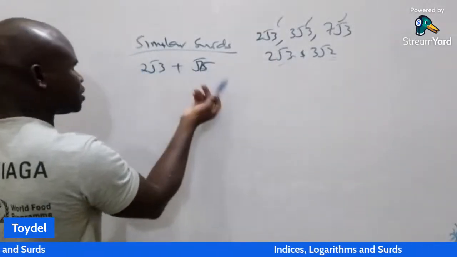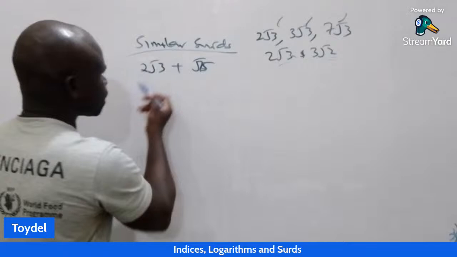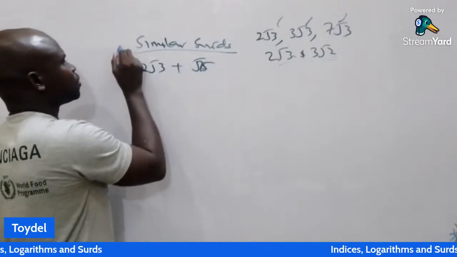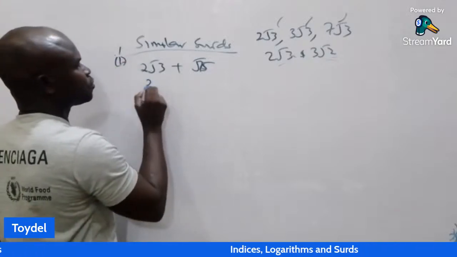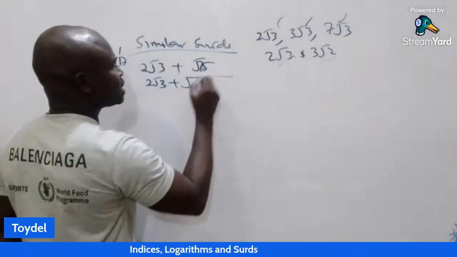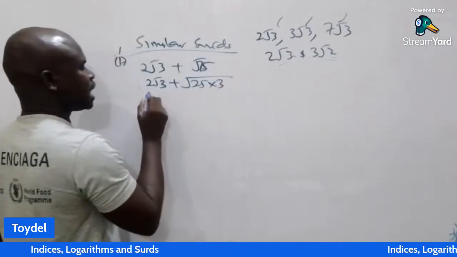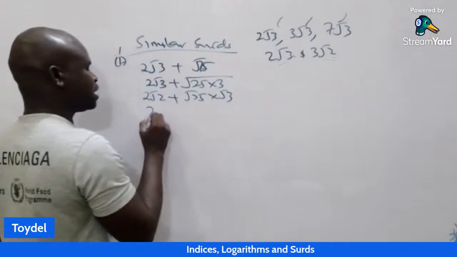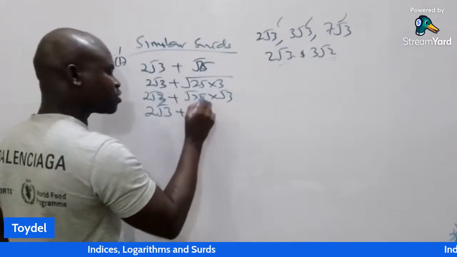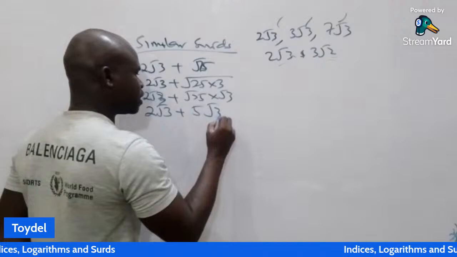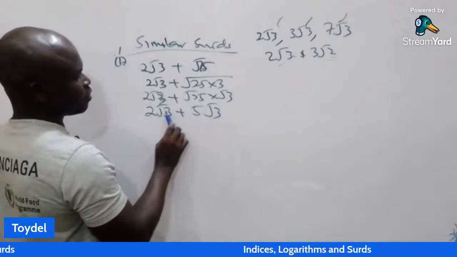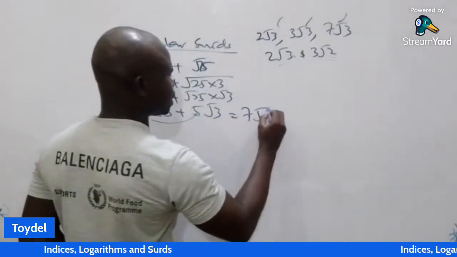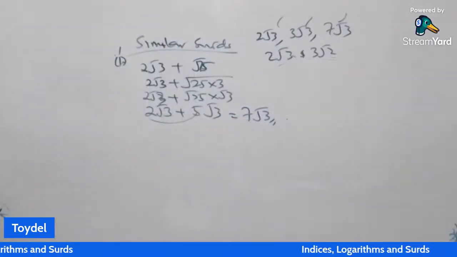So now let's look at addition. Addition of surds. In this case, now if you have 2 root 3 plus root 75, what will happen? I can break this down to 25 times 3. Then at the end of it, I have 2 root 3 plus square root of 25 times square root of 3. And at the end of it, I have 2 root 3 plus what, square root of 25? That is 5 root 3. Then these are similar because root 3 is common. I can go ahead and add these two. I'm going to have 7 root 3 as my answer. So that's that about similar surds.